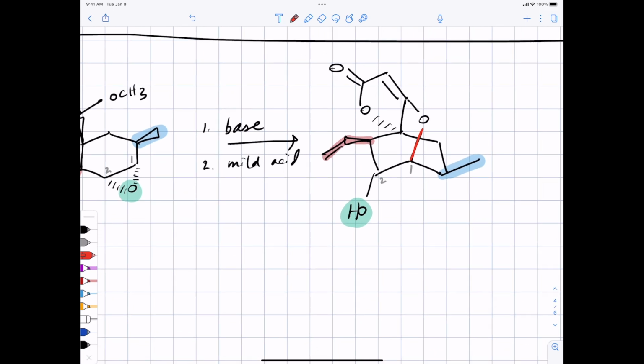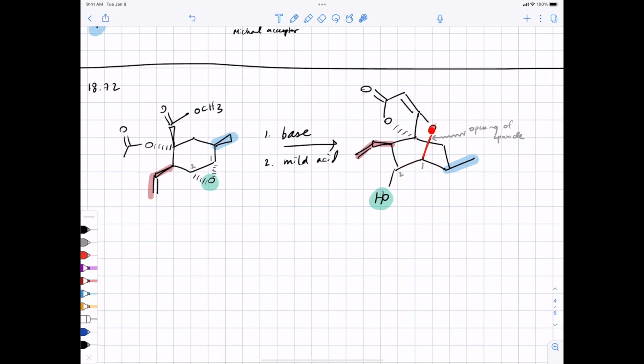So I'm going to highlight that bond and just write a note to myself. I think we made that by opening of an epoxide. And actually the fact that relative to the ring those two groups are trans to each other is evidence that that was an epoxide opening, backside attack, right? Okay, well then let's see if we can figure out who did what.